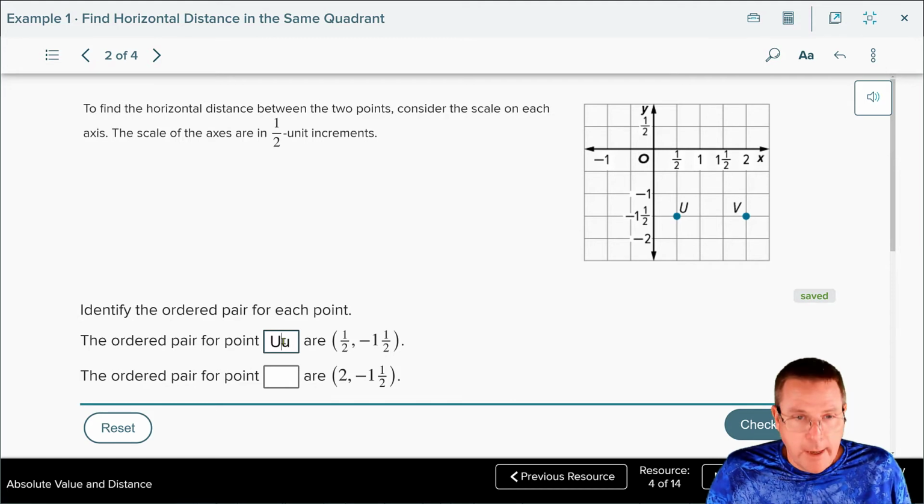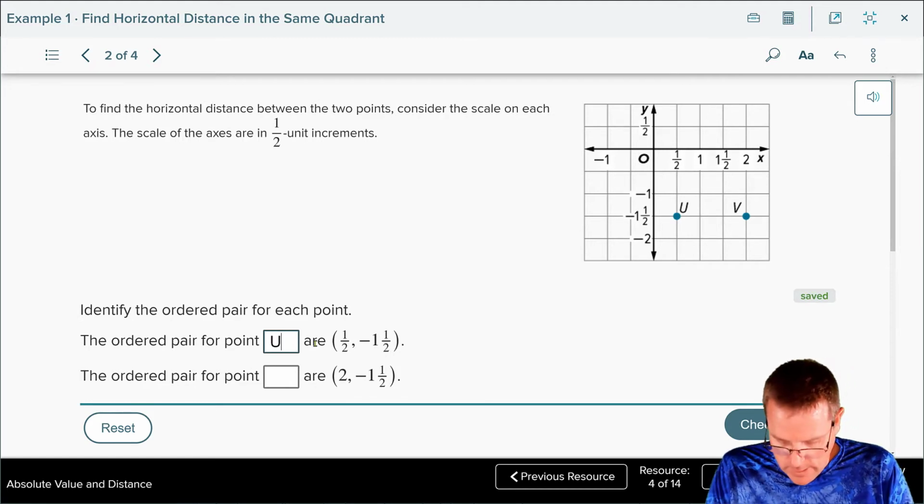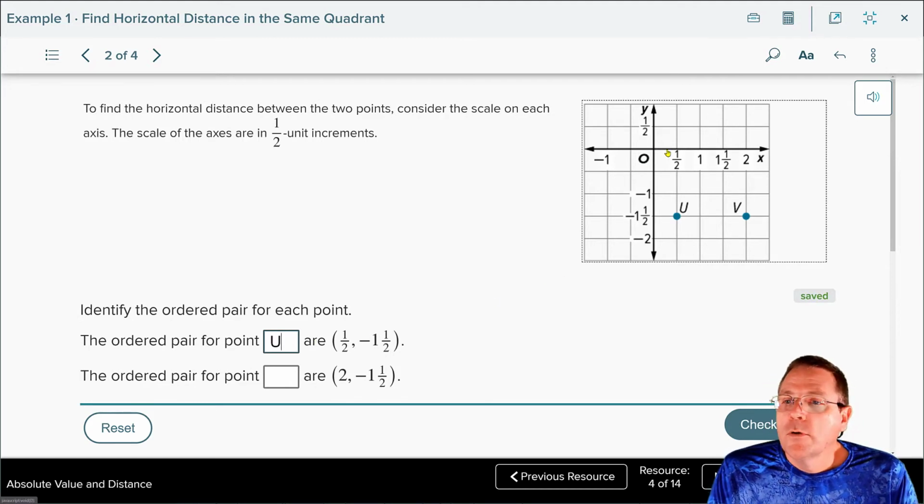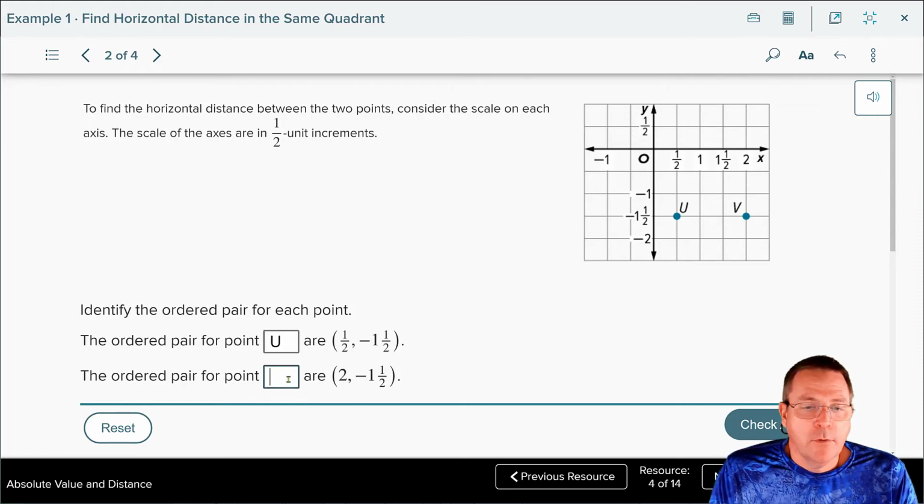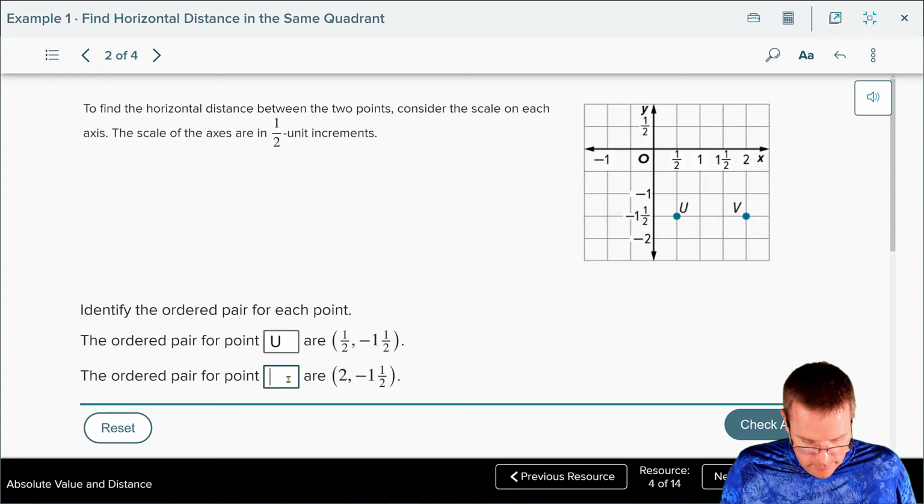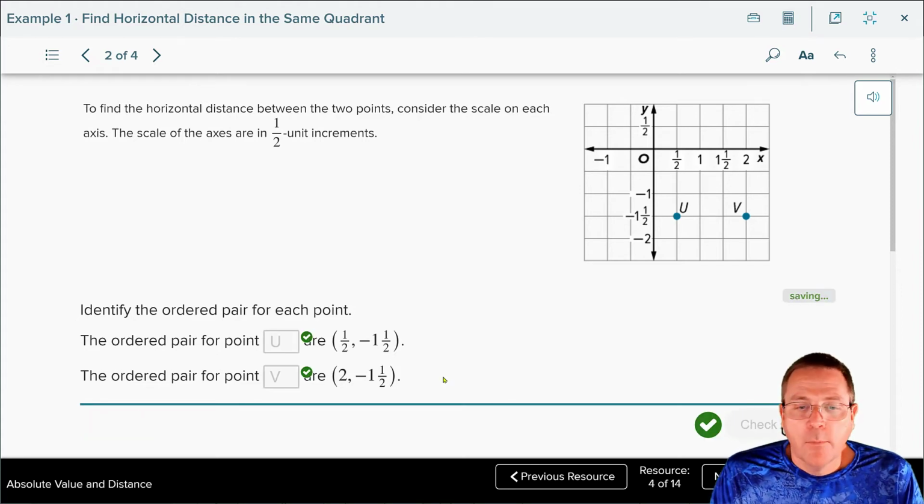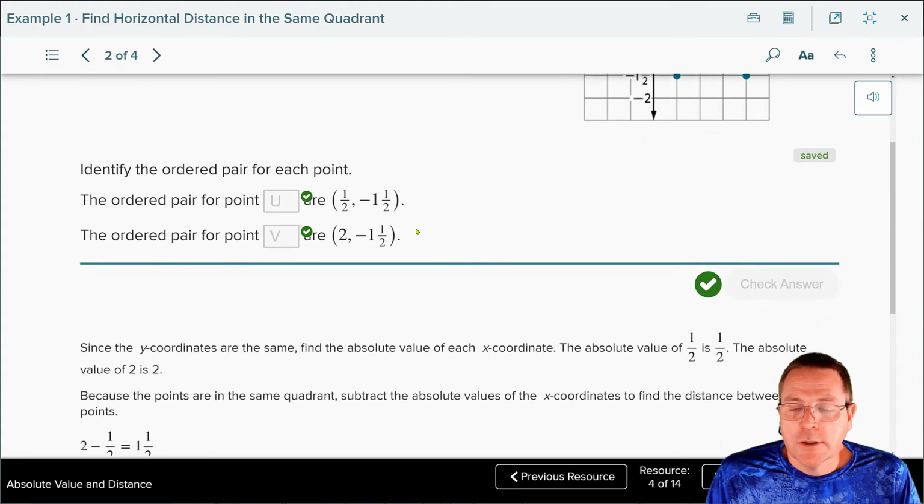And we're going to go ahead and capitalize that. And then next, we're going to run 2 and fly -1 1/2. So point (2, -1 1/2) is going to be point V. And we're going to check those answers. That checks well.